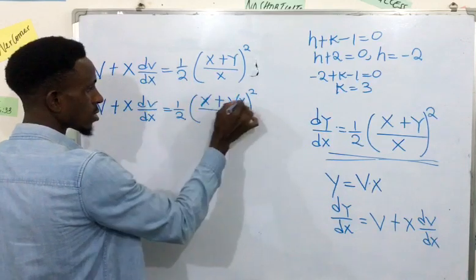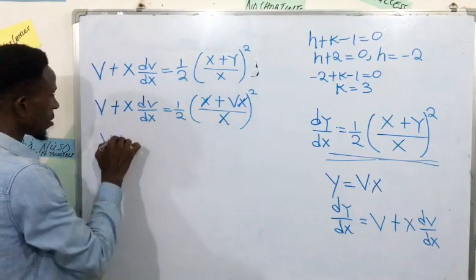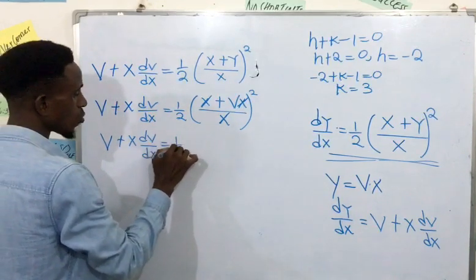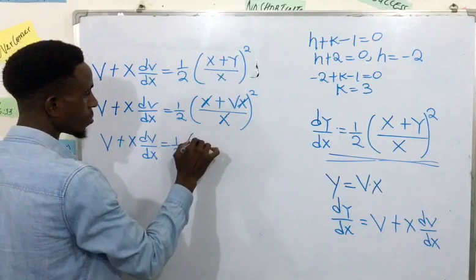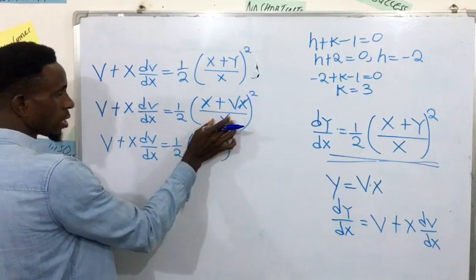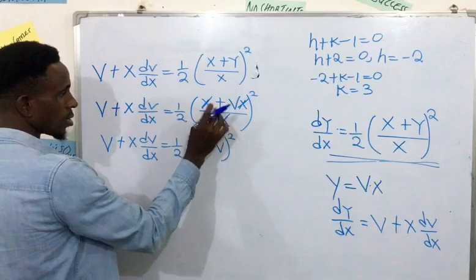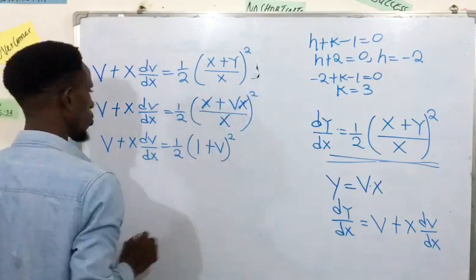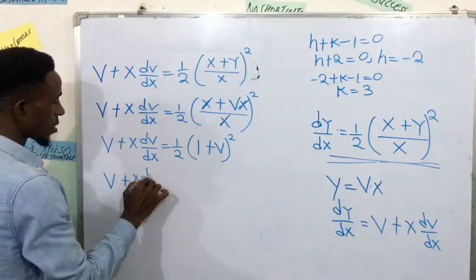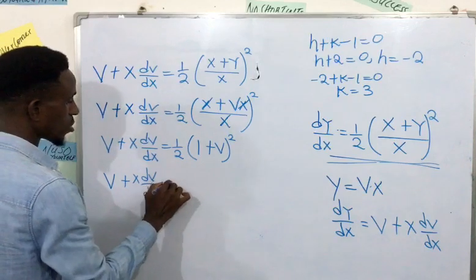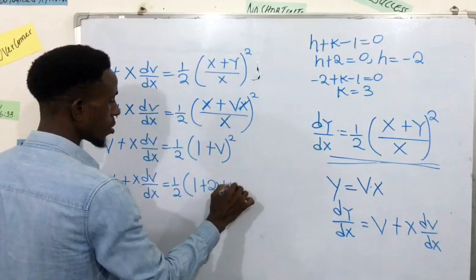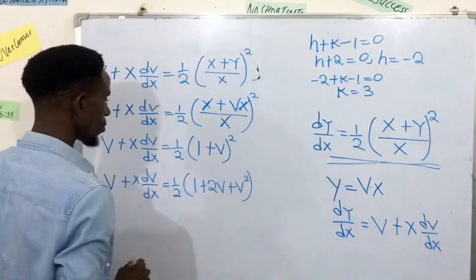So this x and this will cancel out. I'll have v plus x dv/dx is equal to 1 over 2 into 1 plus v squared, because if you cancel, this is 1. So I have 1 plus v all squared. So squaring this now, v plus x dv/dx is equal to 1 over 2 into 1 plus 2v plus v squared, plus v squared.